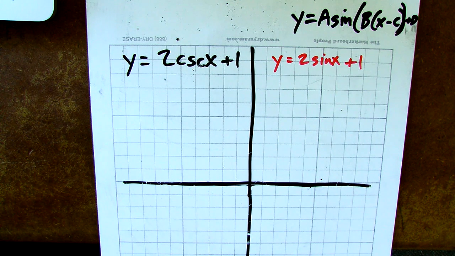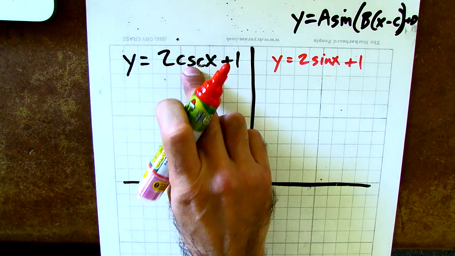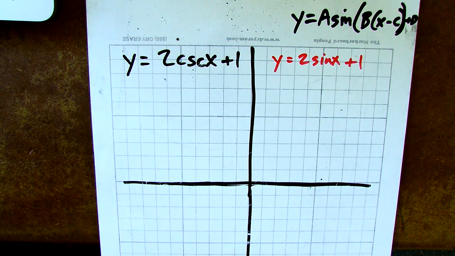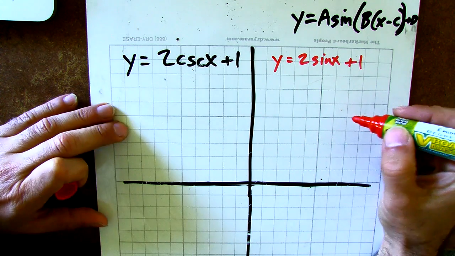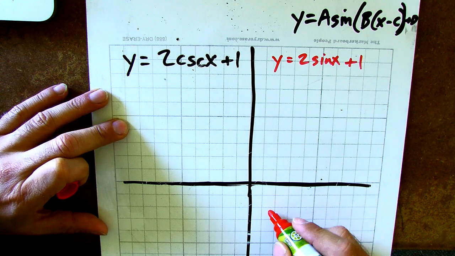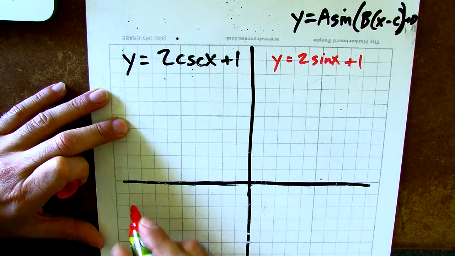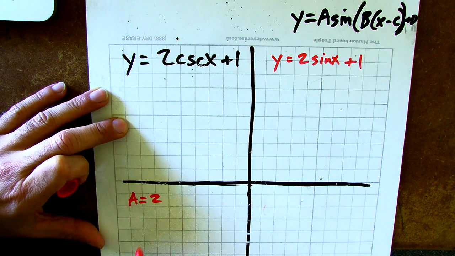We know where the minimum and max are going to go. And it's pretty much, cosecant is going to fit into the 2 sine x plus 1. So let's go ahead and label what we got here. We have a is equal to 2. Put it over here. What else do we see? D is equal to 1.